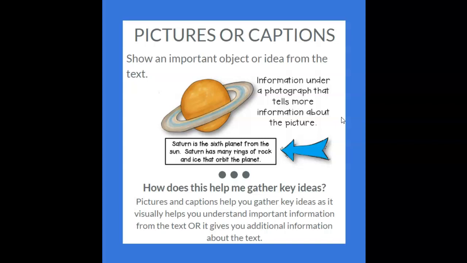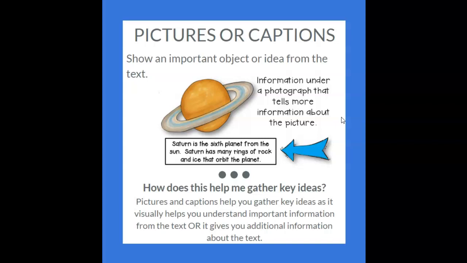So how does this help me gather key ideas? Pictures and captions help you gather key ideas as it visually helps you understand important information from the text, or it gives you additional information about the text. Okay, so the text may not tell you that Saturn is the sixth planet from the Sun. The text may not tell you that Saturn has many rings of rock and ice that orbit the planet, but that caption there just gave you that extra information, and you can use that when gathering your key ideas together.